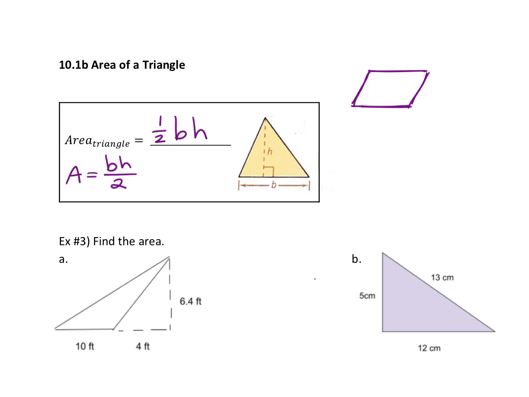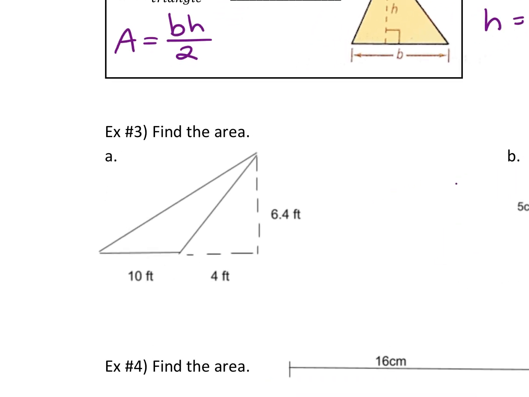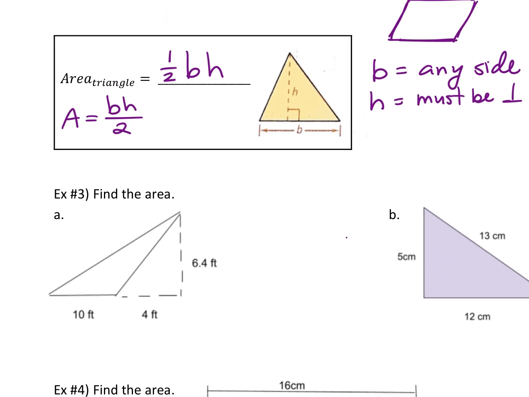So your base can be any side. Okay? Your height must be perpendicular. Okay? Base can be any side. Your height must be perpendicular. So if you're looking for a base and a height in a triangle like this, the triangle itself right now is this.